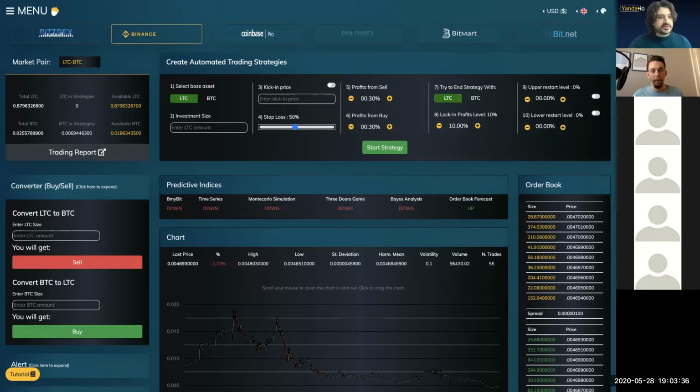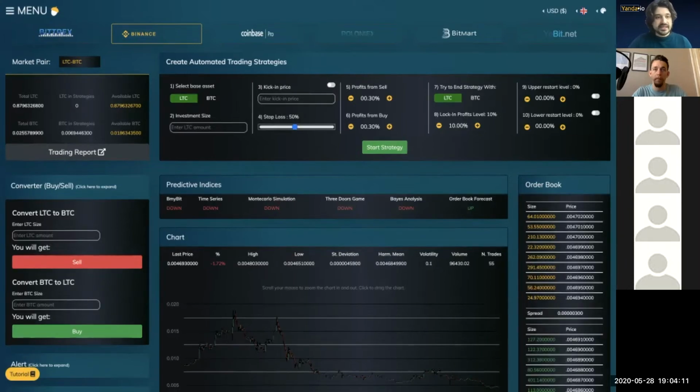On the top left of the screen, you can see the balance, and the balance is divided in 3 columns. So the first one is your total amount of Litecoin together with the total amount of Bitcoin. And then you have the Litecoin in strategies and the Bitcoin in strategies. So in this column in the middle, you can see how much of your holding is actually traded right now. And then you have the third column, which contains the available currency for you to start a strategy on the PATS.